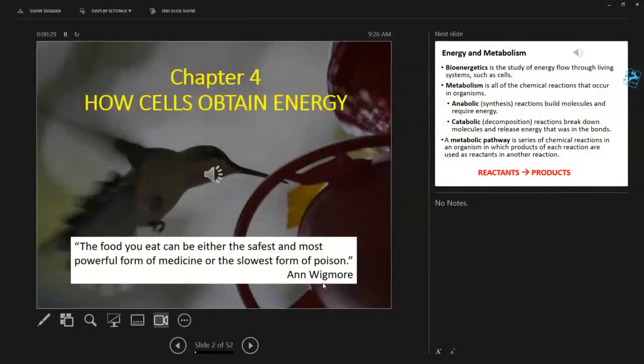Okay, I don't know who this quote is attributed to, but it's very true that what you eat can either make you healthy or it can be slowly poisoning you.